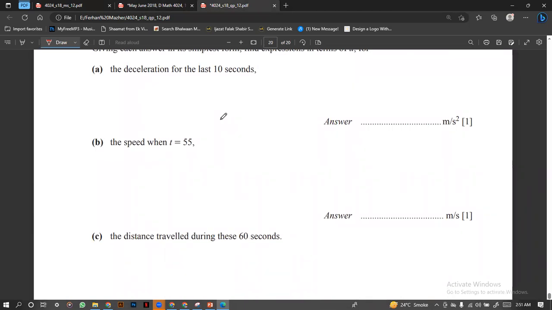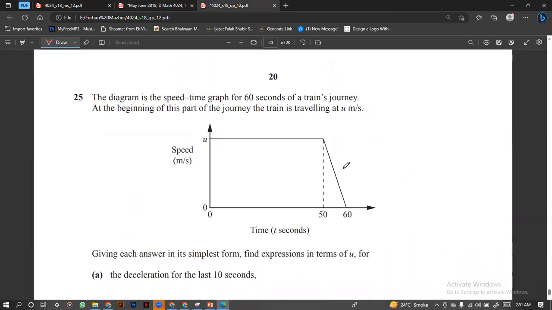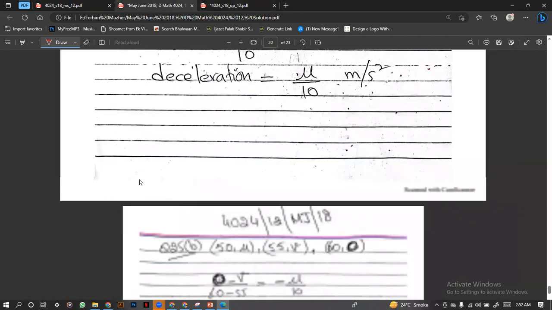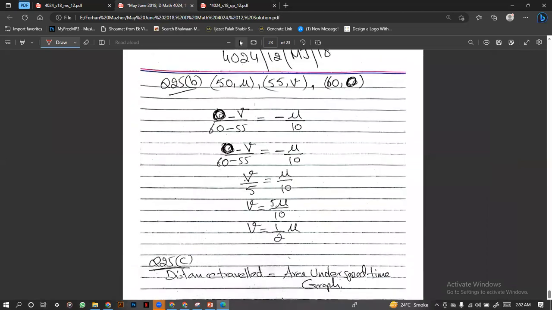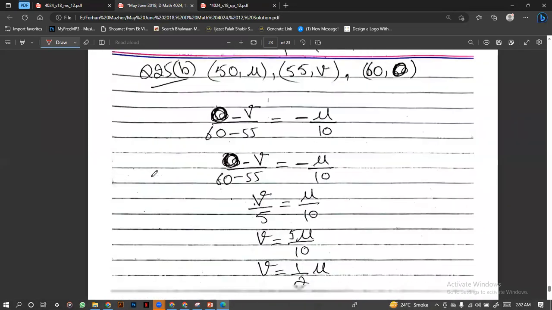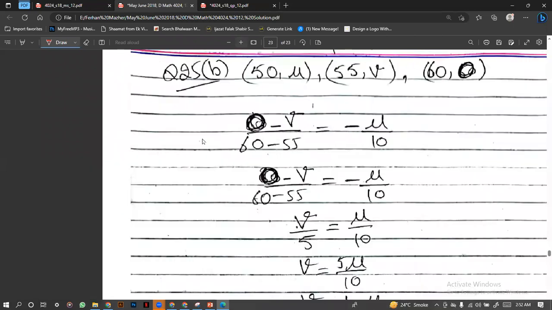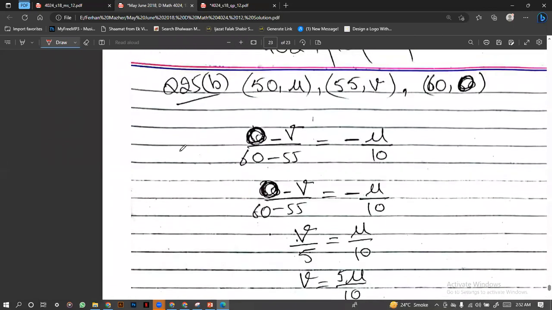The question is the speed when t is 55. So when t is 55, somewhere here, we will have this point, 55 comma, I don't know what the speed is. I want to find out. Whatever the gradient is between these two, the same is the gradient between these two. This is the methodology I am going to adopt, and you can see here: 50 comma u, 55 comma v, and 60 comma 0.